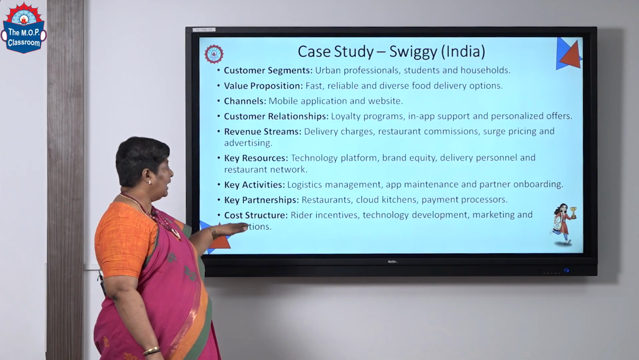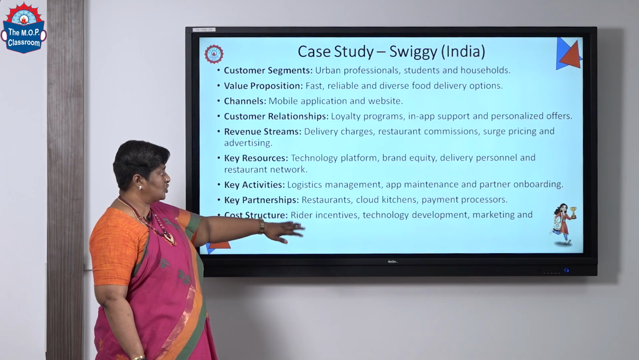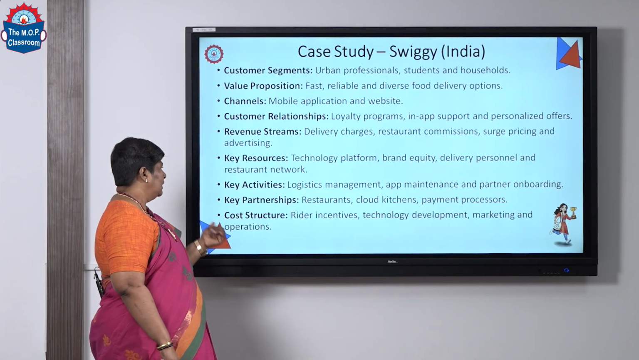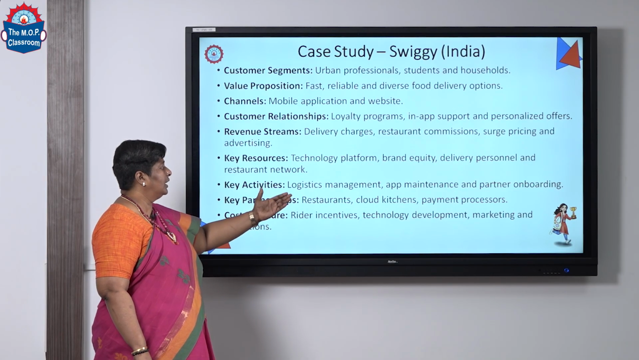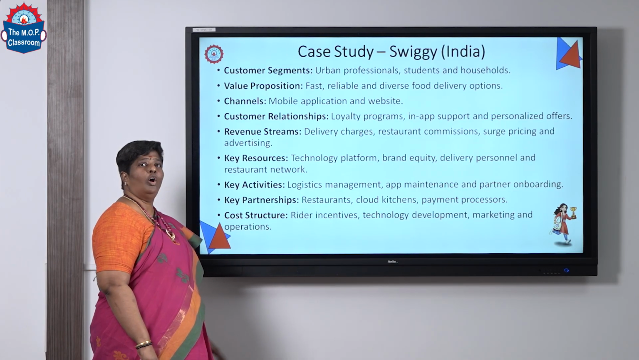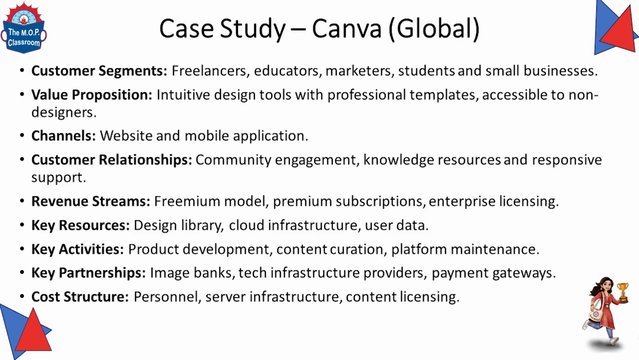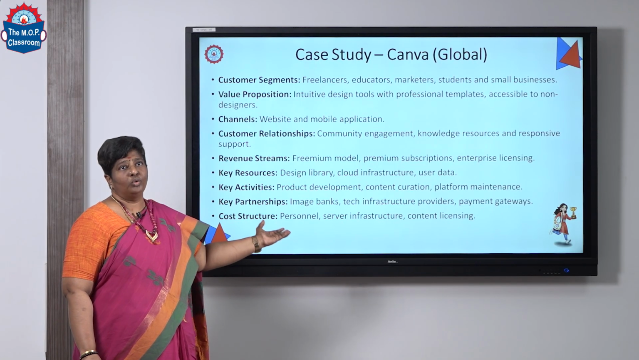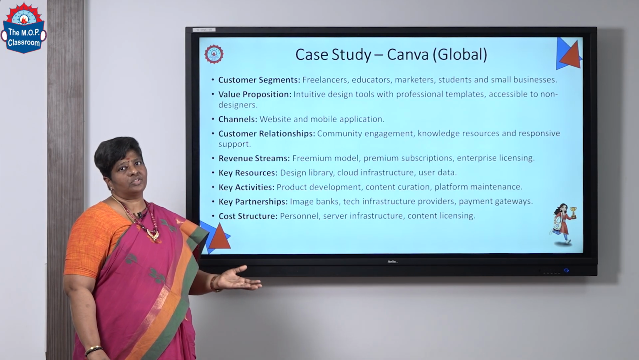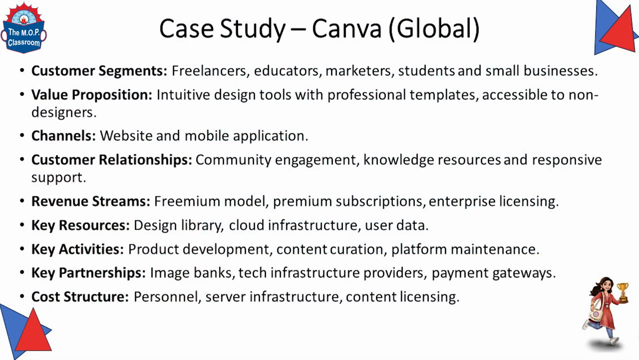Key partnerships: they have partnerships with restaurants, cloud kitchens and payment processors. The cost structure, what are the costs they will incur? Their costs will be rider incentives, technology development, marketing and operations. Let us move on to the next case study, which is a global one, Canva. You all might have come across Canva. If you want to create posters, or any invitation, you will be using Canva. So, it democratized the designing process. Their customer segments are freelancers, educators, marketers, students and small businesses.